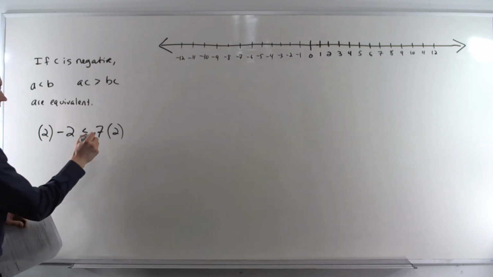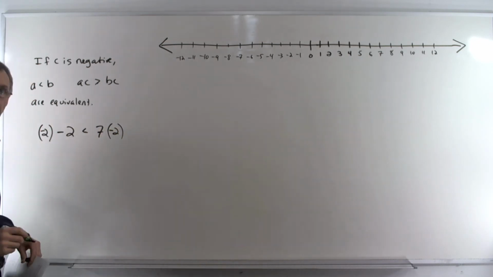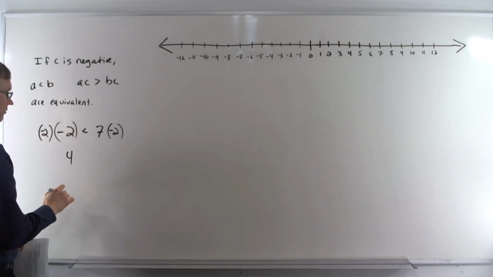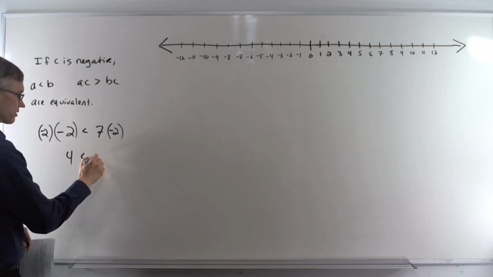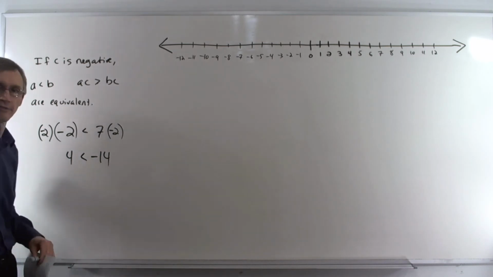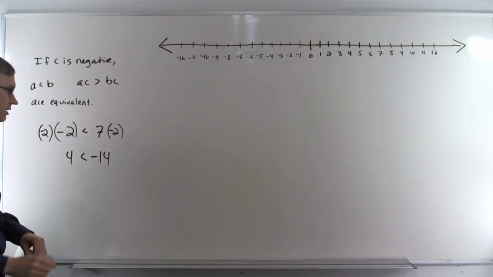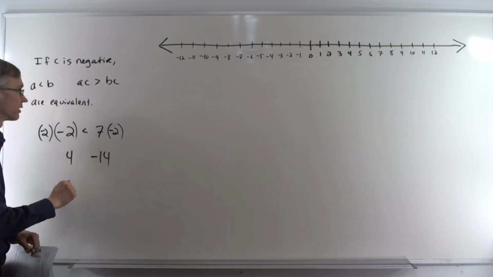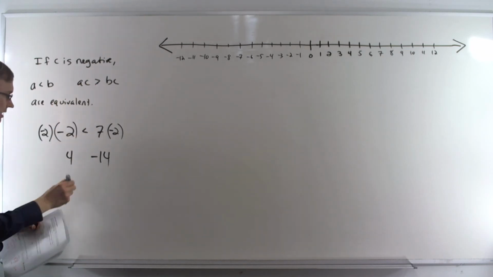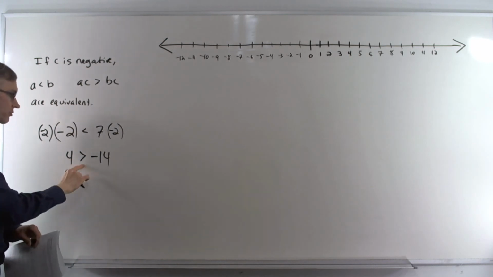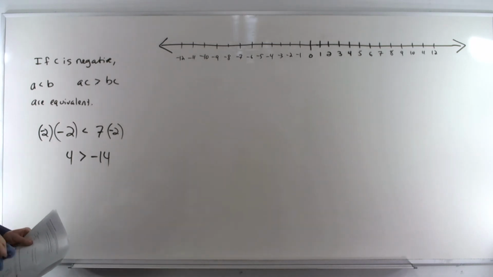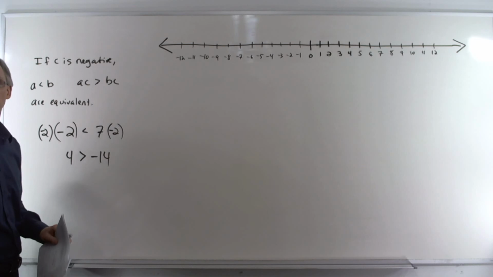Now let's try it with a negative number. I'm going to multiply both sides by negative 2. So negative 2 times negative 2 gives us positive 4, less than 7 times negative 2 is negative 14. Is that statement true? Is 4 really less than negative 14? No, clearly it's not. But if we use multiplication property, where we multiply by a negative number and you switch the sign, that makes it true. 4 is indeed greater than negative 14. That's why we have to switch the direction of the inequality if we ever multiply or divide by a negative number.